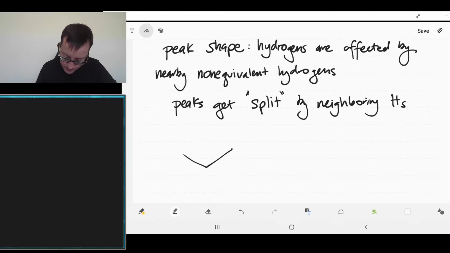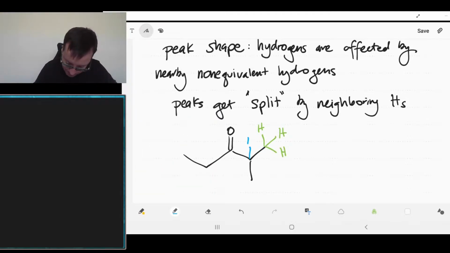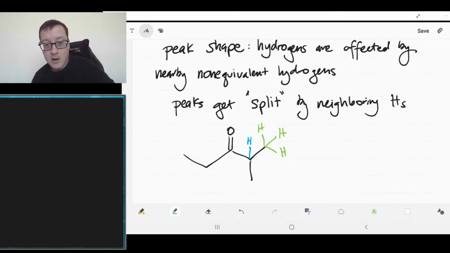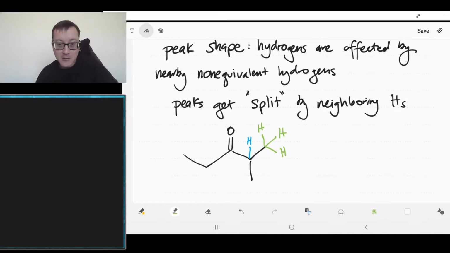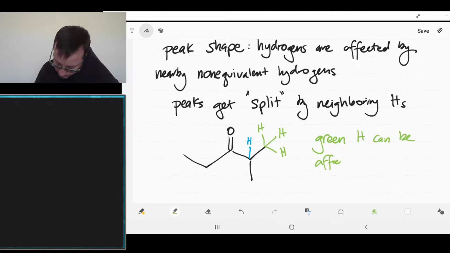And so, if we look at, here, let's make this a little bit more interesting, at these, if we're just comparing these two, if we're comparing the green one with the blue one, let's see how the blue affects the green ones. The green ones are all equivalent, right? They're all on the same carbon. They're just rotating around. They're all equivalent to each other. These green hydrogens can be affected by the blue hydrogen. And we're going to see the opposite is true as well. The blue hydrogen will be affected by the green ones.